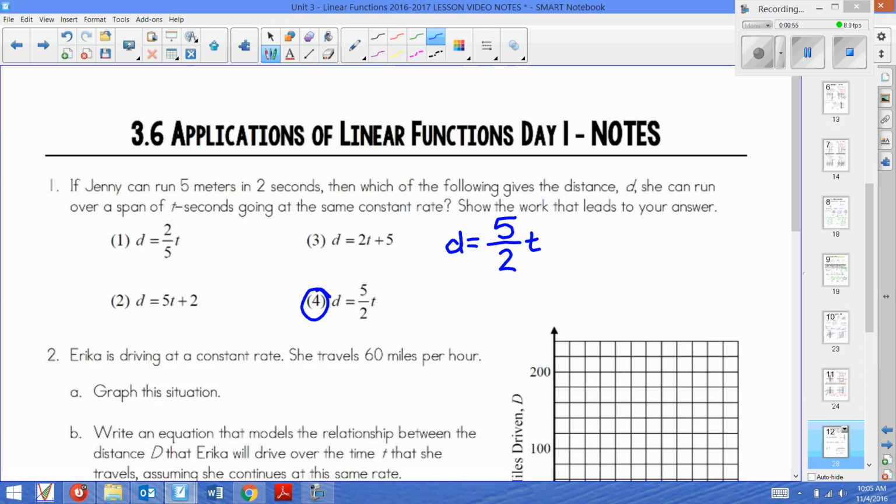So where would she begin? Well, if she didn't run at all, would she have traveled any distance? And the answer would be no. So technically, this number here is 0. We would start at the origin, and this would be our slope. We would go up 5, then to the right 2.